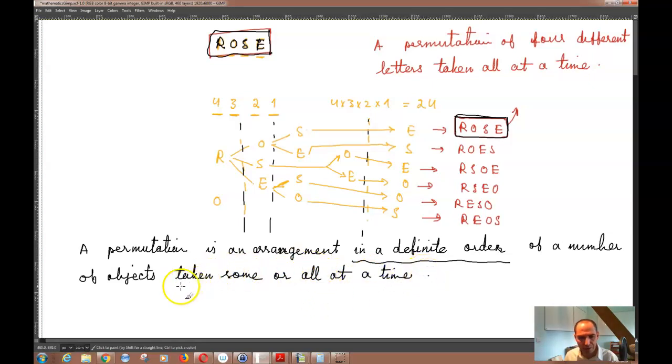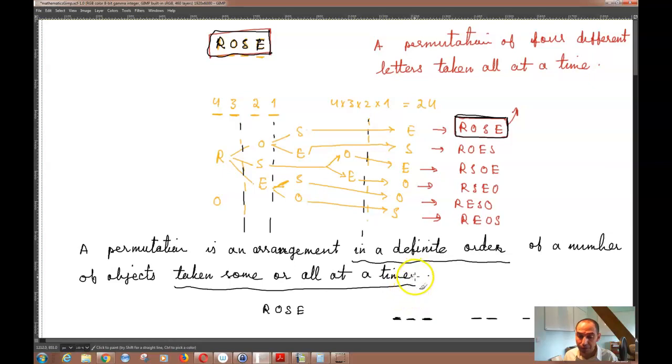And what that means is that, taken some or all at a time, in the exact same situation you can find all the permutations of the 4 letters R-O-S-E, for example, and use these letters to make, for example, 3-letter words. You can take the same 4 letters and make 2-letter words. You can make 4-letter words, and you can do whatever you want with that.